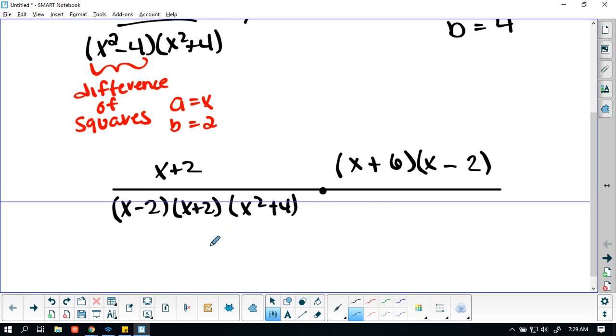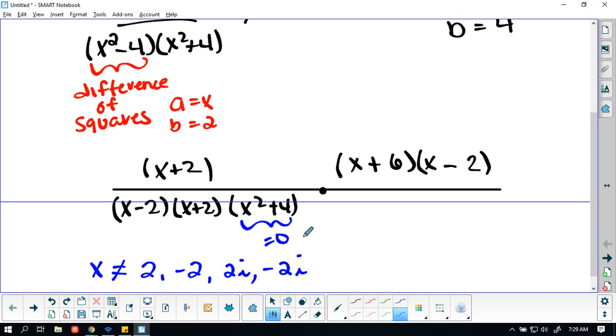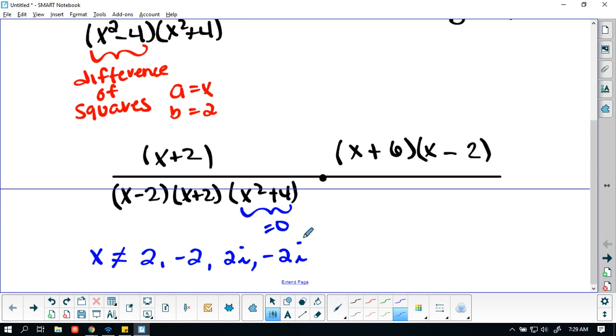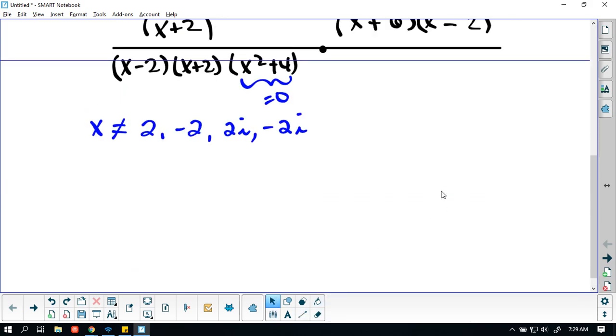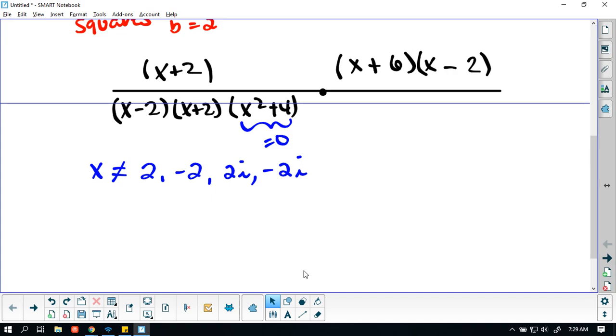All right, so now I'm going to look at my factors, and first we have to call out what x cannot be before I start canceling. So x cannot equal 2, negative 2, 2i, and negative 2i. Again, I set this equal to 0 and solved for x. And because it's going to be a negative 4, you have the 2i and negative 2i. So those are the values that this cannot be. Although on a graph, we'll never see 2i and negative 2i.